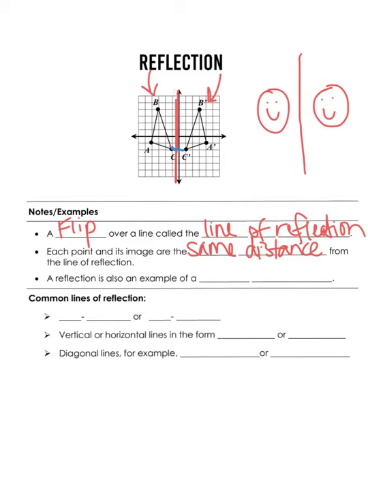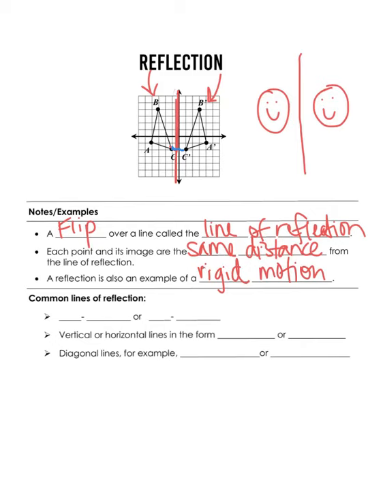Don't worry, we'll get into more examples. Okay, a reflection is also an example of rigid motion. You learned last week that there are 3 types of rigid motion, translation being the first one, reflection being another one, and then next week we'll get into the next one.